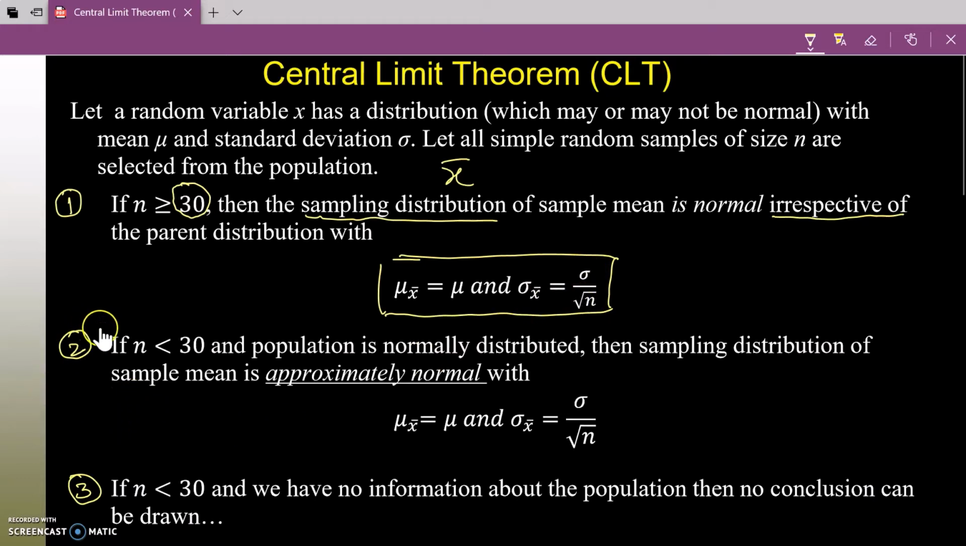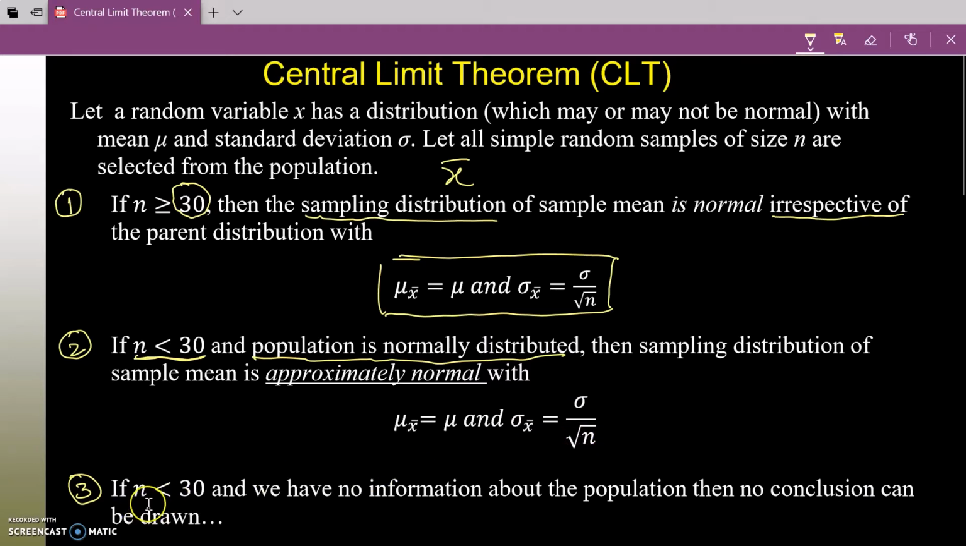Let's go to the second case. If n is less than 30, which means the sample is not sufficiently large, and the population is normally distributed. Look at this, there is an additional condition. If the population is normally distributed, then the sampling distribution of the sample mean is approximately normal, with the mean of the sample mean equal to the population mean, and the standard deviation of the sample mean equal to the standard deviation of the population divided by the square root of the sample size.